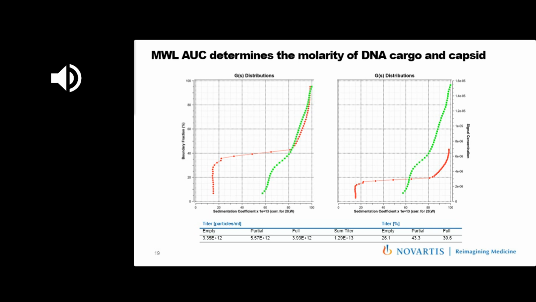And when you do that, we came up with 26% empty, 43% partially filled, and 30.6% full particles. And this we used as a benchmark for comparing the data I've shown you before for the single wavelength, but also for the experiments I'm going to show you in a second.